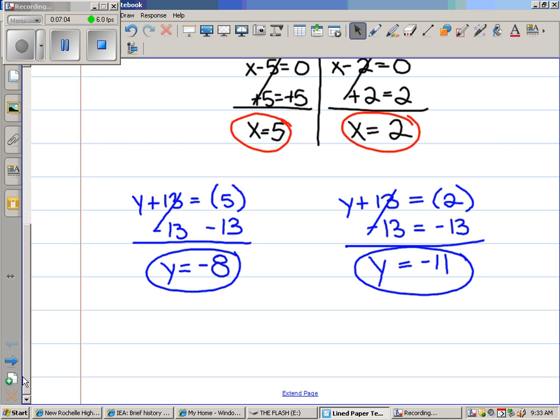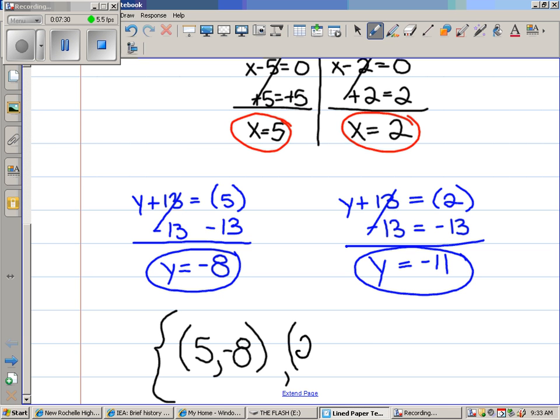Now, that's worth 5 points. The last and final step is awarded for you writing the coordinates together. So that's our solution set. That's our brackets. One answer is 5 comma negative 8. Those two x and y's go together. And the other one is going to be 2 comma negative 11. That's it.